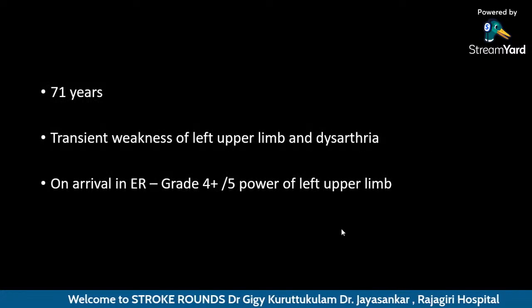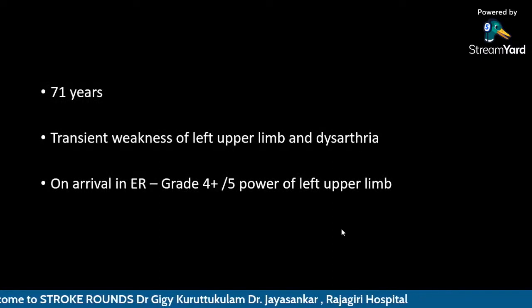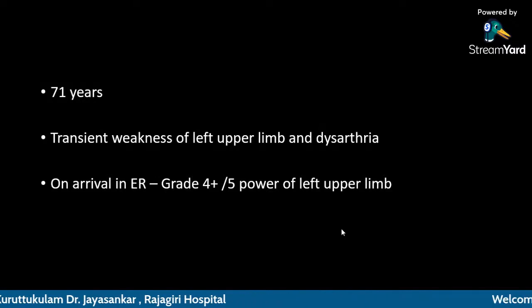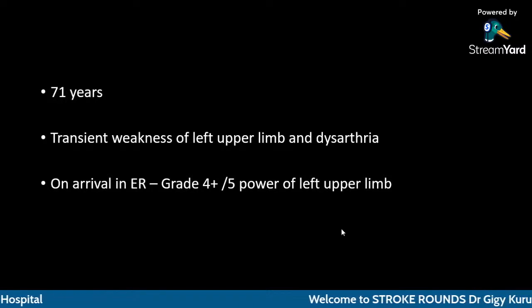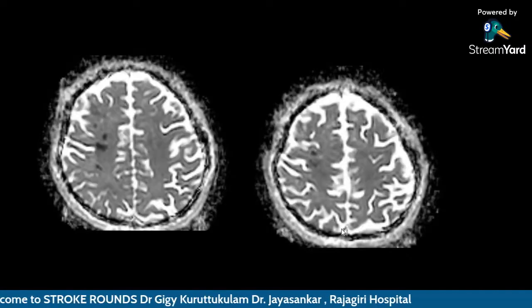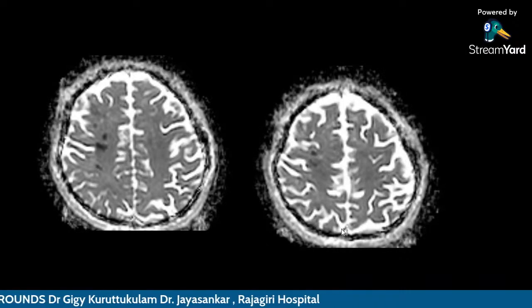It is about a 71-year-old male patient who came with a transient weakness of the left upper limb associated with dysarthria. At arrival in the emergency room, the patient had left upper limb weakness with grade 4 plus power. So the patient was immediately taken up for an MRI and MR angio.